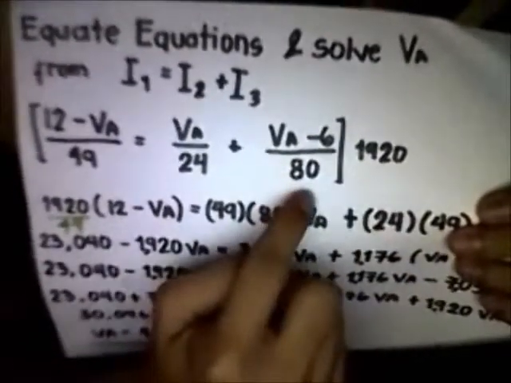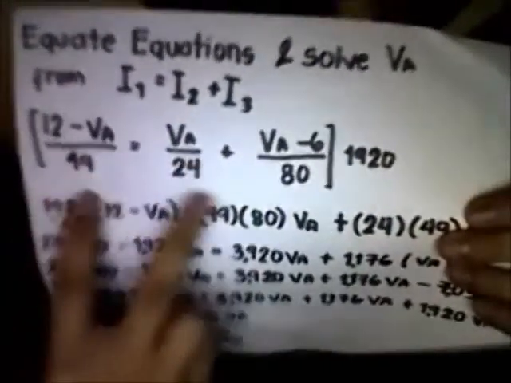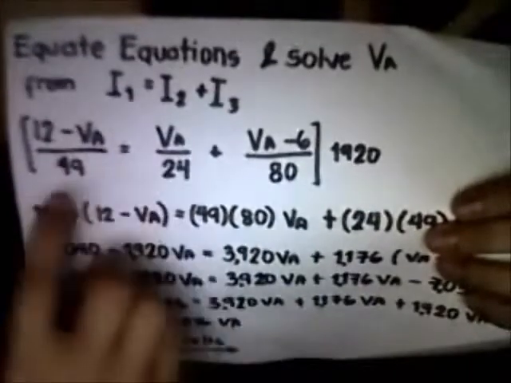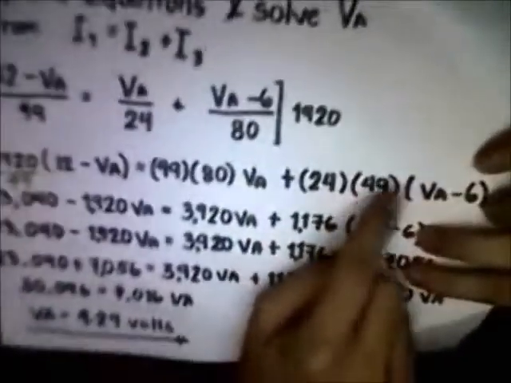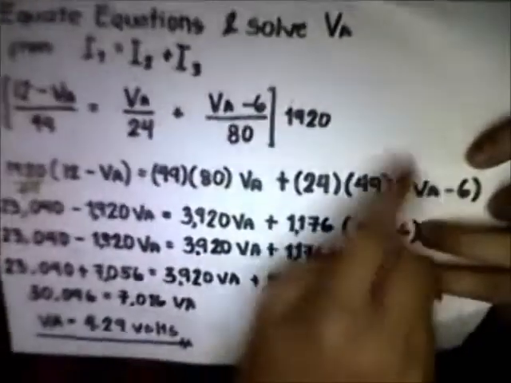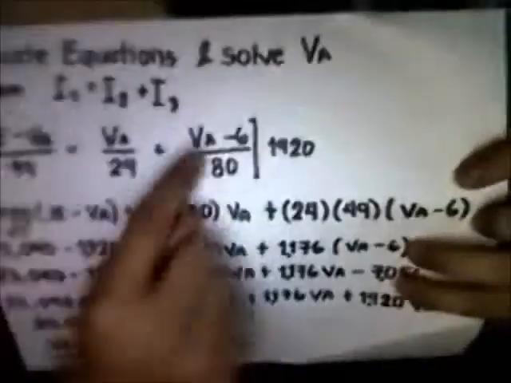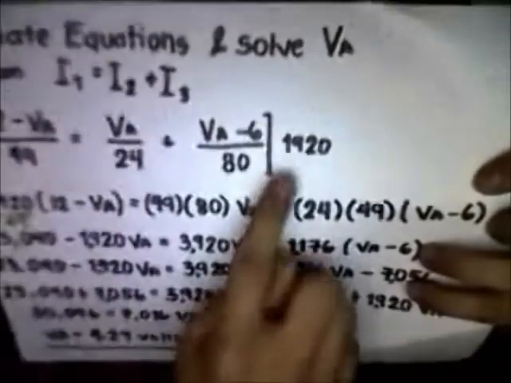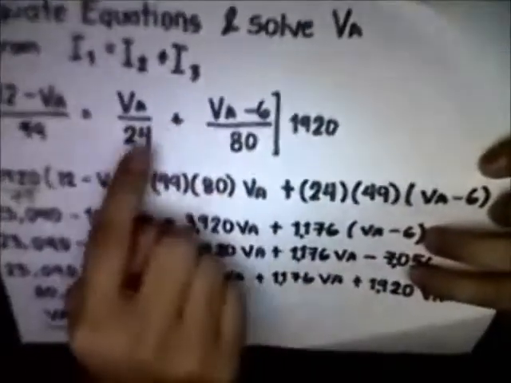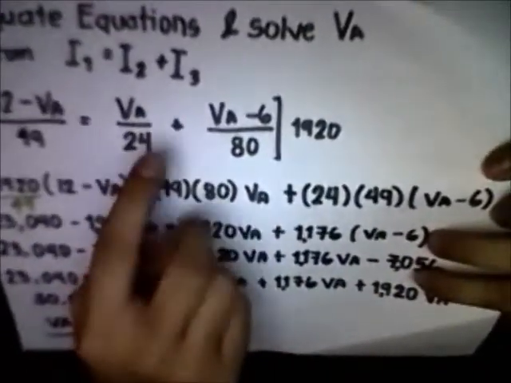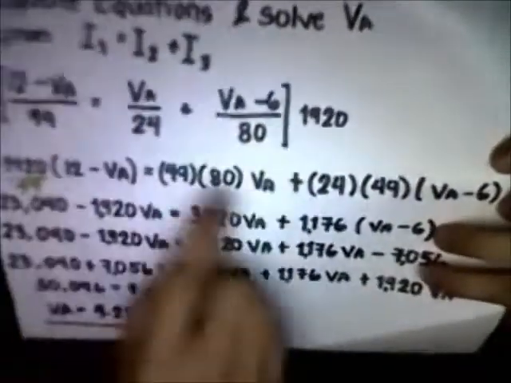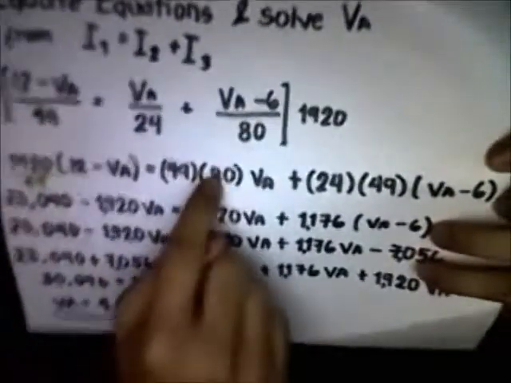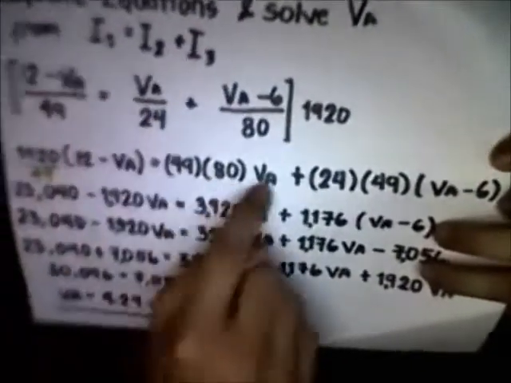1920 divided by 80, the remaining factor would be 49 times 24. So I have here 24 times 49 times VA minus 6 times the quantity of VA minus 6. So that is from this equation. So 1920 divided by 24, the remaining factor would be 49 and 80. So 49 times 80 times VA. So this is what I have acquired.